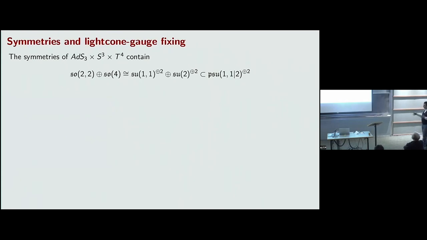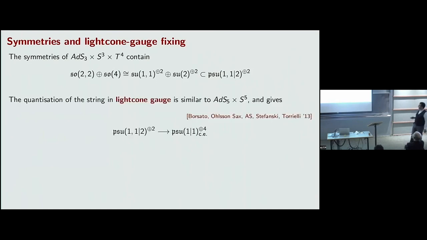Now, the worldsheet theory of the string actually has a reparametrization invariance. And if you want to study things like the S matrix, you want to get rid of all unphysical degrees of freedom. You want to scatter all the physical stuff. So what you do is that you gauge fix as much as possible. And this means light-cone gauge, just like you do in AdS5. And by fixing light-cone gauge, you break this PSU(1,1|2) to half of it. You have 8 supercharges now that fit into 4 PSU(1|1). And then you have a bunch of U(1)s, central extensions.